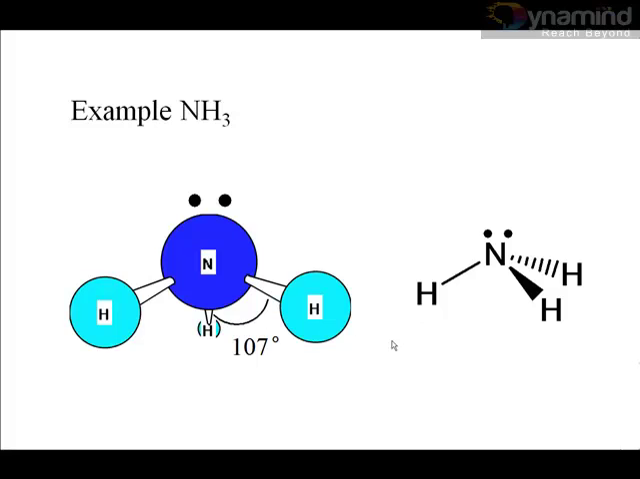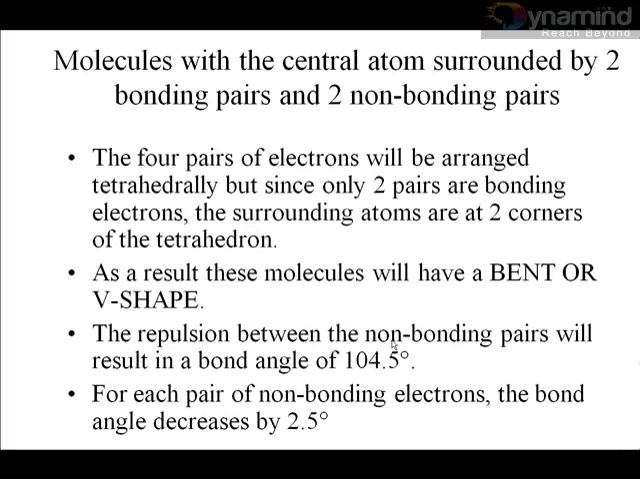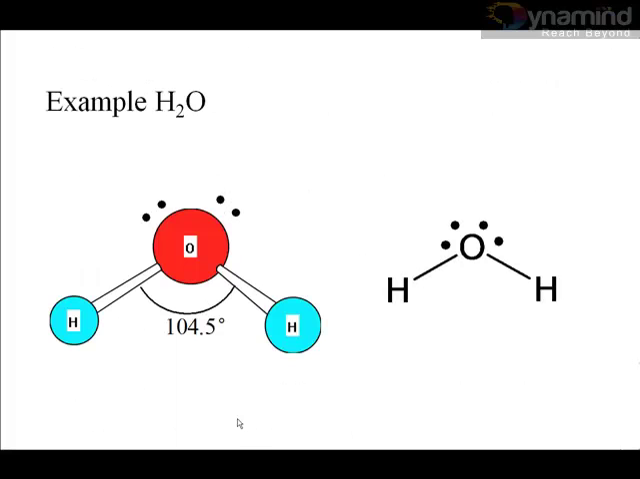To further clarify, this is NH3. This is a summary of what we discussed just now, which means that the 4 pairs of electrons will be arranged tetrahedrally in the situation where you have 2 bonding pairs and 2 non-bonding pairs, and the result is a V-shaped molecule, and the angle is 104.5. The angle decreases by 2.5 degrees compared to NH3 because of high repulsion. This is the water molecule where this is exhibited.